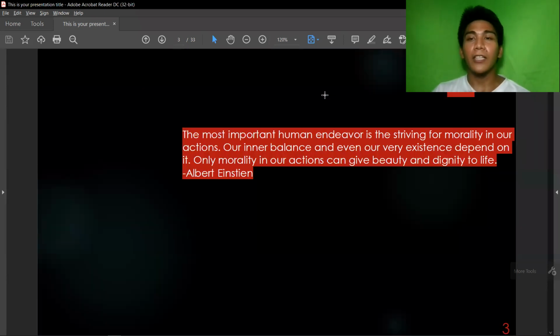So here are our objectives. But before that, I have here a quote said by the ever famous Albert Einstein. The most important human endeavor is striving for morality in our actions. Our inner balance and even our very existence depend on it. Only morality in our actions can give beauty and dignity to life. So here he's saying that our aim, our goal, is to always have morality in our actions in whatever thing that we do.